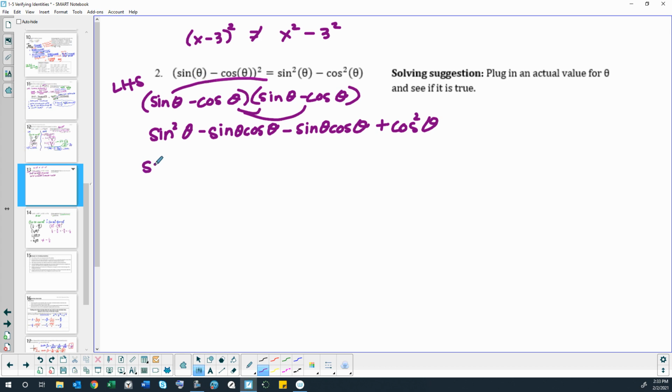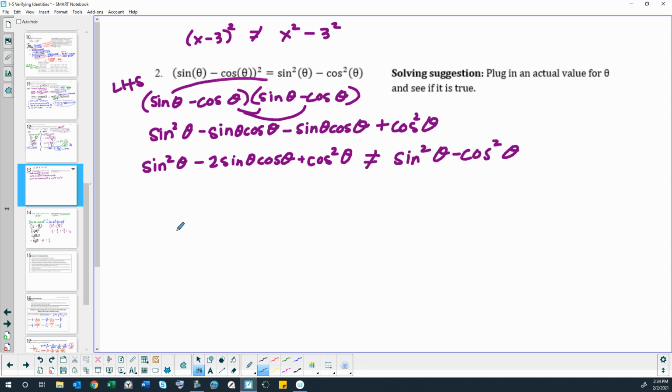Okay, let's combine what we can. So sine squared theta minus 2 of these, 2 sine theta cosine theta, plus cosine squared theta. That is not equal to sine squared theta minus cosine squared theta, and there's no way to make it equal. You could try substituting in some Pythagorean identities and tweaking it and see if you'll come up with something that matches, and it's not going to work.